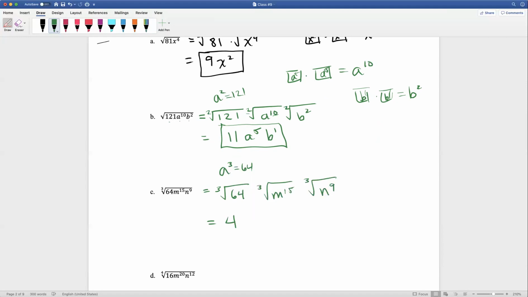For the cube root of m to the 15th, you say to yourself, how many times does 3 go into 15? Or what is 15 divided by 3? And that is 5.